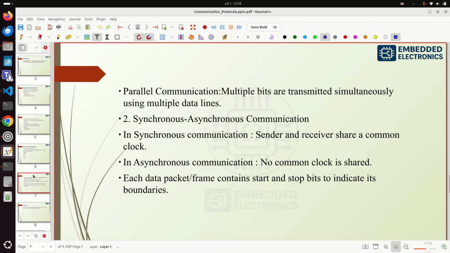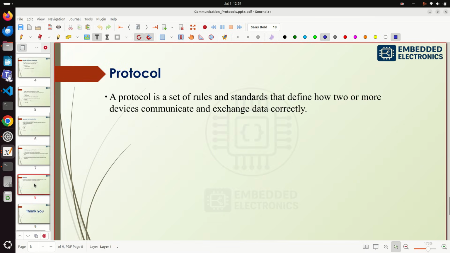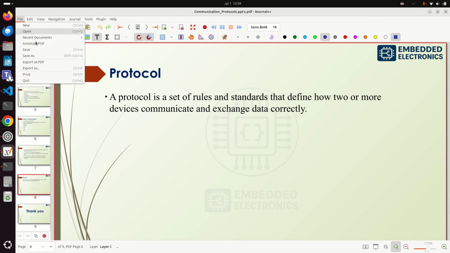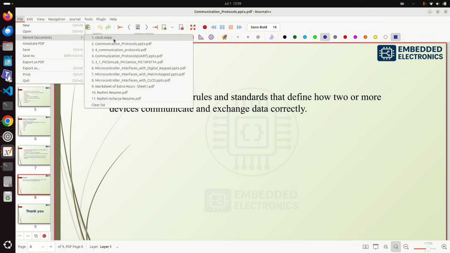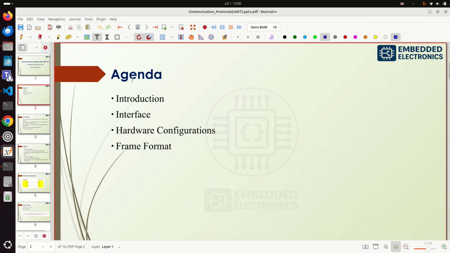We had two types. So that's all about the introduction of communication protocols. And next is nothing but the UART protocol. I'm not going to explain much. So let's see the introduction of UART protocol now. What are the agenda? Introduction, interface, hardware configuration and frame format.